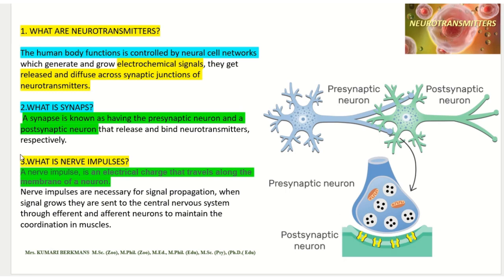The next question we are going to see is, what is a nerve impulse? This is a very important question. How does the message pass from one neuron to another neuron, and from there to another neuron? It passes through a nerve impulse only. So what is a nerve impulse? It is an electrical charge that travels along the membrane of the neuron, and then contacts the next neuron. On the membrane, this electrical charge travels. This is called a nerve impulse.